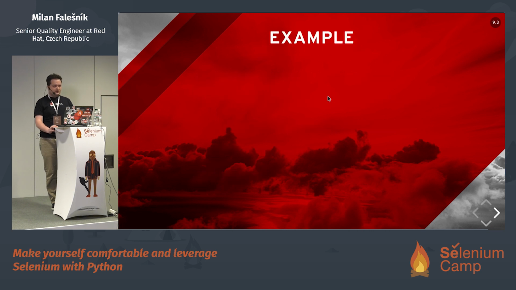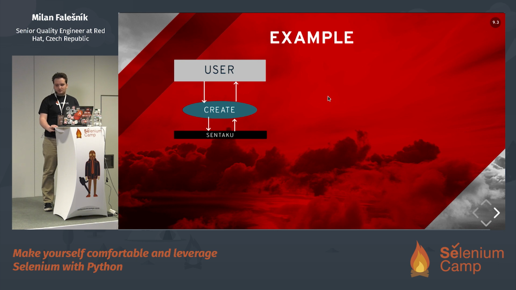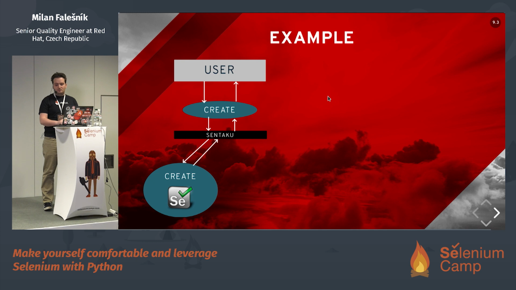So I'll show an example. Let's say you have a user, and user can be created, right? We have a create method. If you want to employ Sentaku, you just add Sentaku as a layer in there. So that makes the create a sort of facade in front of this action. And then you implement the action for UI using Selenium. And then you add a different endpoint, let's say REST, and you implement it with REST.